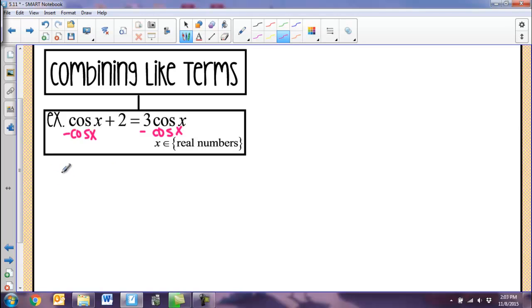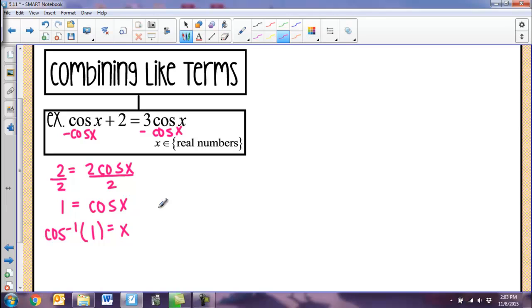And so the equation I'm dealing with now is 2 equals, and 3 minus 1 is 2 cosine x. And now I'm trying to get my trig function alone, so I'll divide both sides by 2. 1 equals cosine x. So now in order to get this solved, I'll take the inverse cosine of both sides. And so I'm looking for the place on my unit circle where cosine is equal to 1.